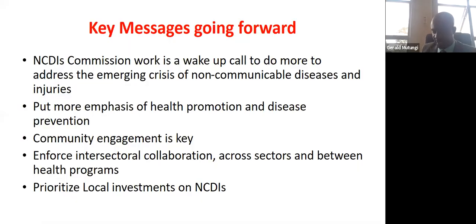Thank you, Dr. David. That was an enriching presentation. Thank you especially for emphasizing investments in NCD prevention and control. You are emphasizing local investment, but I think we need investment across the board: intersectoral collaboration, community involvement, health promotion and disease prevention, and Africans must own our destiny and do something.